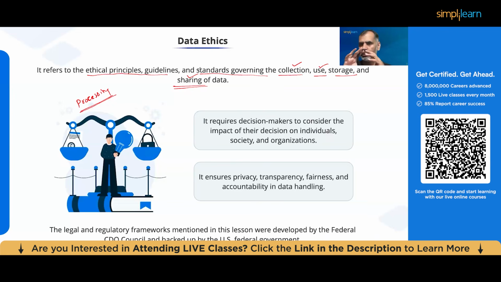So data ethics covers all these rules, regulations, and standards to be there. Now, when it comes to data, it requires decision makers to consider the impact of their decisions on individuals, society, and organizations. So, that is where we collect data.